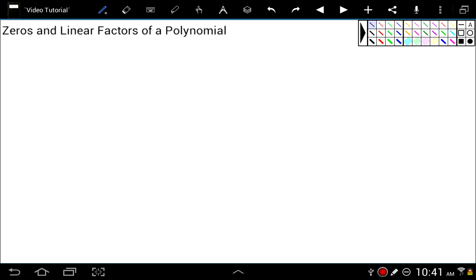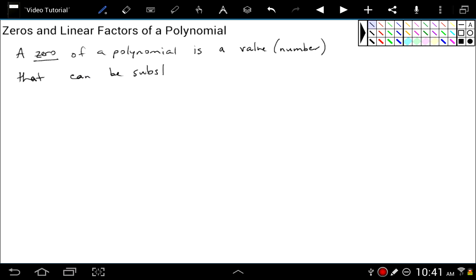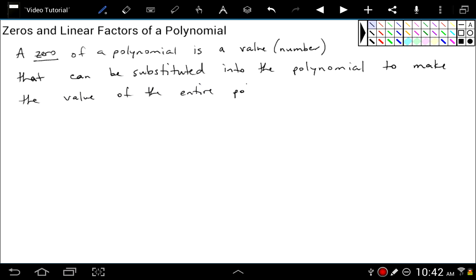So let's define that. A 0 of a polynomial is a value, a number, let's say, that can be substituted into the polynomial to make the value or number of the polynomial, the entire polynomial, 0. That's a very wordy way to say it, but it's very simple. So the idea is if I plug this number, what we're going to call a 0, into the polynomial, then the entire polynomial, the value of it is 0.